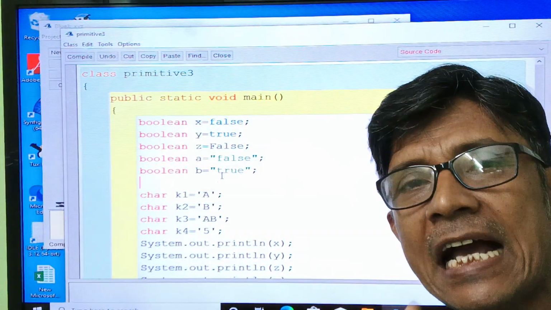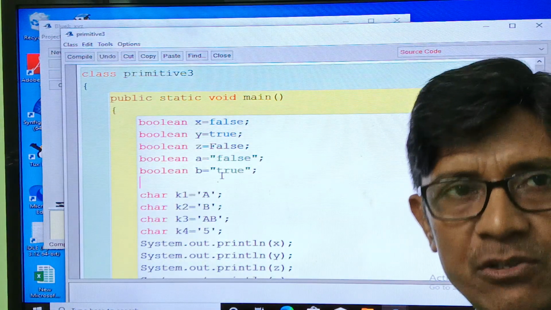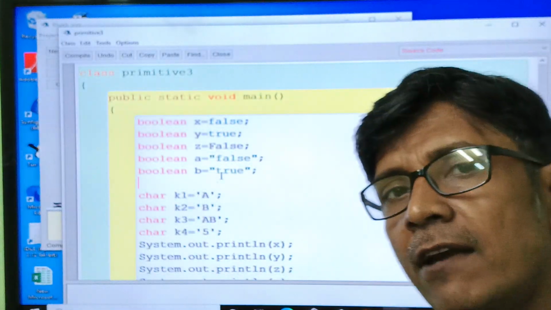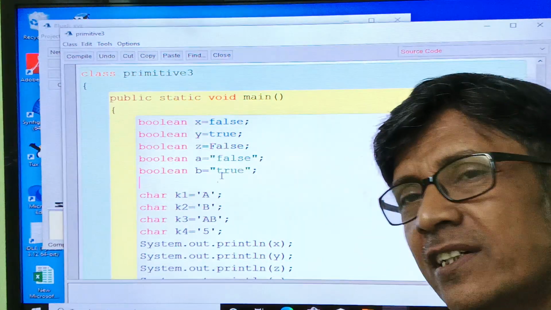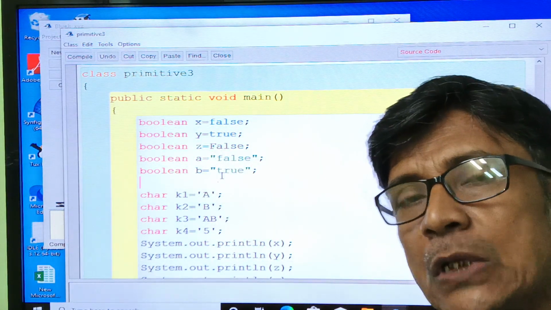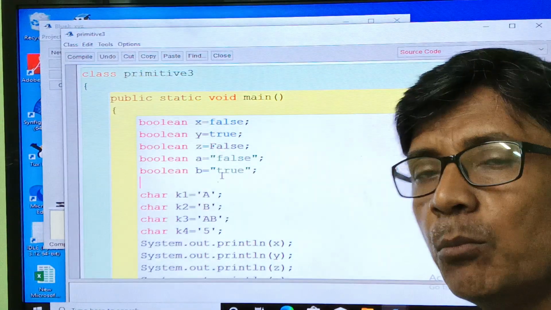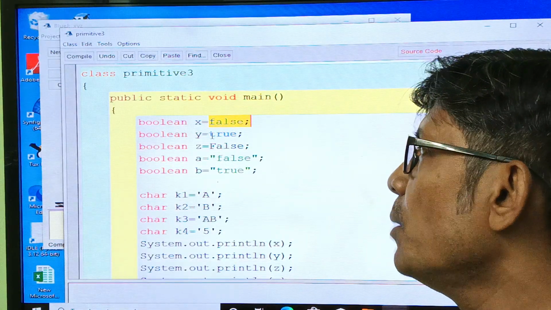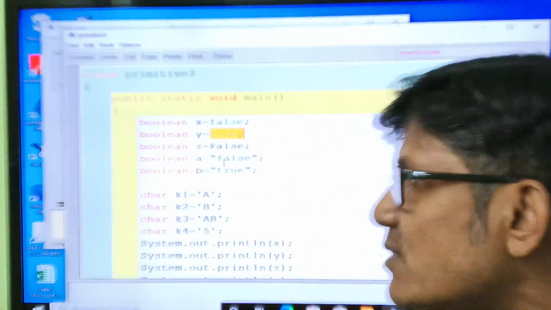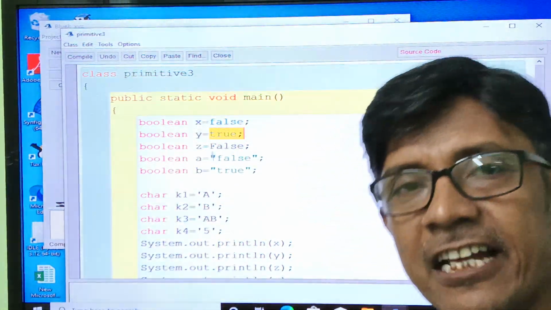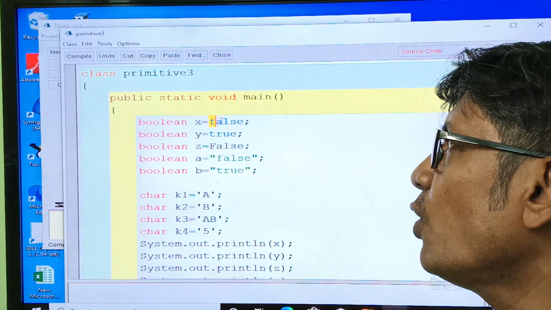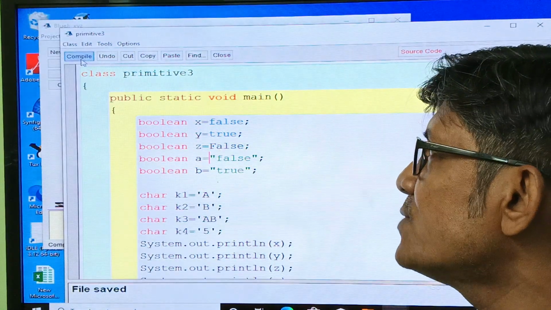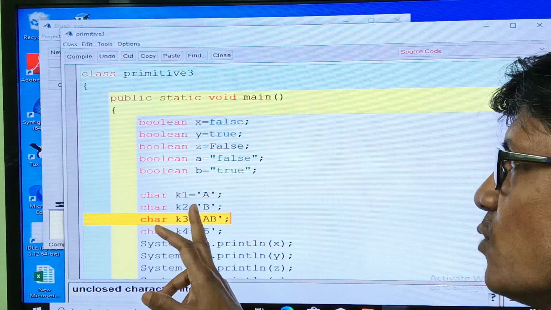The Boolean data type will accept only true and false, nothing else it will take. You see that Boolean, it should be in lowercase. The color is changed, you can see the blue color. Boolean value is false, then semicolon, Boolean value true, semicolon. No other things will be allowed in this data type, only false and true we can keep in this Boolean data type. If you compile, you see that it is allowed, means there is no problem in this part.